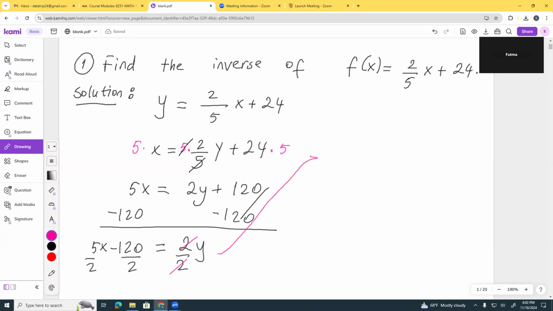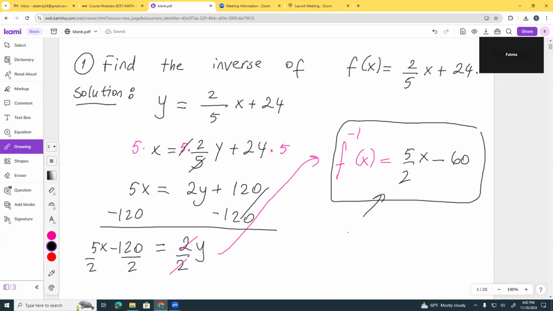But instead of calling the answer y, what am I going to call it as? F to the power of negative 1 of x, right? This means inverse. So now we just found the inverse. Instead of y, we just call it f to the negative 1 of x. And then the answer we got is 5 over 2x minus 120 divided by 2, which is just 60. This is the answer on the test that you will choose if this question shows up as number 1. This is how you find the inverse of a function. This is lesson 4.1. We learned this under lesson 4.1, finding the inverse of a function.